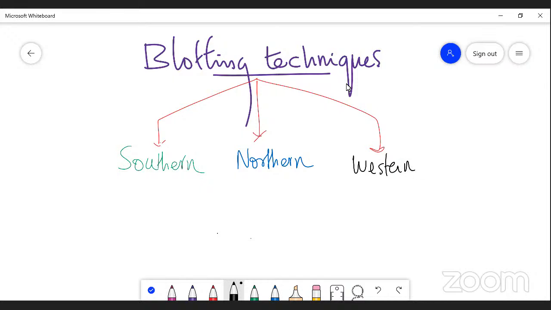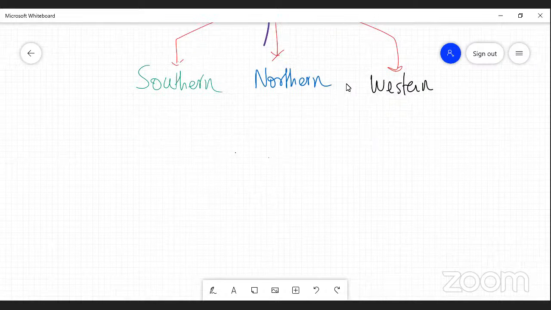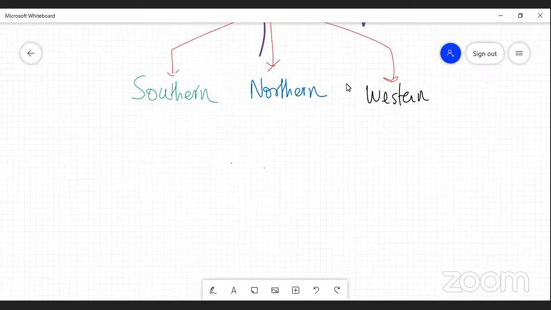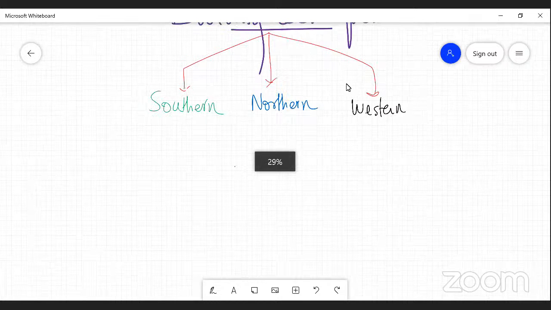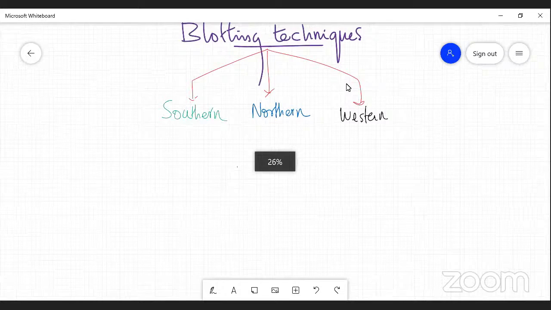So what is the southern method? What is the difference between southern blotting, northern blotting, and western blotting? Actually, southern blotting is nothing but a transfer of DNA from agarose gel to nitrocellulose membrane. That is called the southern method.